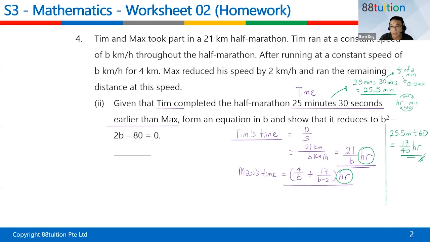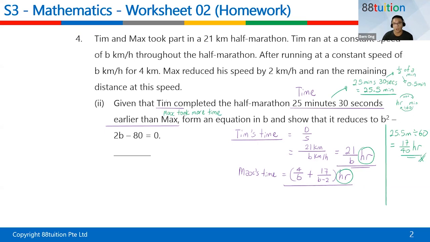Yes, 0.5 is 30 seconds. Correct. 0.5 minute, to be more precise. All right. 0.5 minute is 30 seconds. You are right. All right. So in order to change it to hours, why? Because the rest are all in hours, you see. So you have to compare hours. So what happened? Given that Tim completed the race earlier than Max, so it means that Max took more time, right? Max took more time.